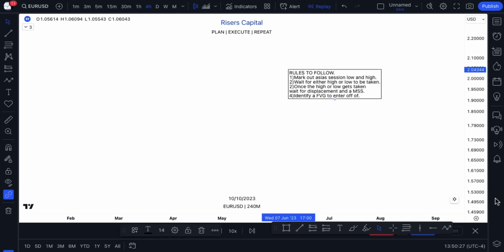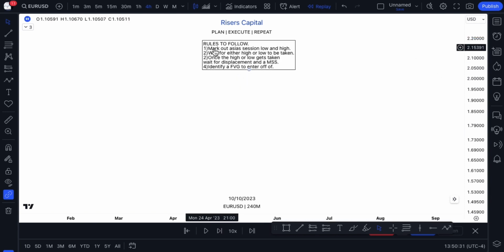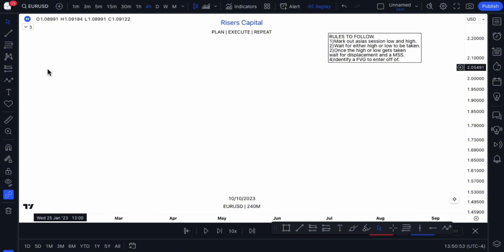So, firstly, we have the rules. The rules to follow are, you want to mark out Asia session low and high. You then want to wait for either high or low to get taken. Once the high or low gets taken, wait for displacement in the opposing direction and a market structure shift. Once that happens, identify a fair value gap to enter off of. Now, I'm going to quickly demonstrate what this may look like.